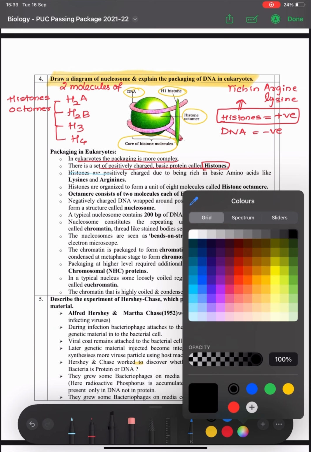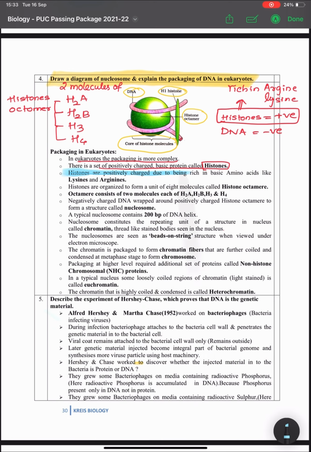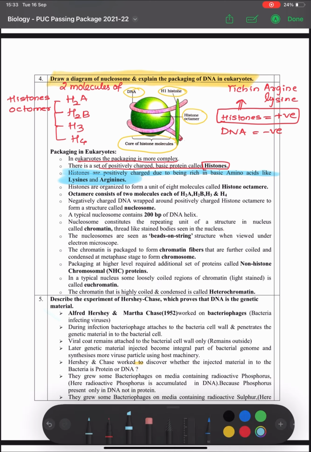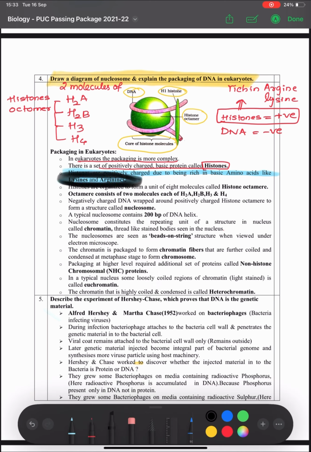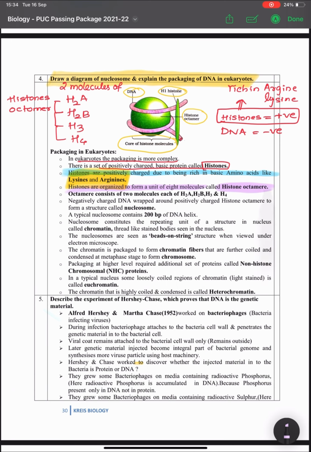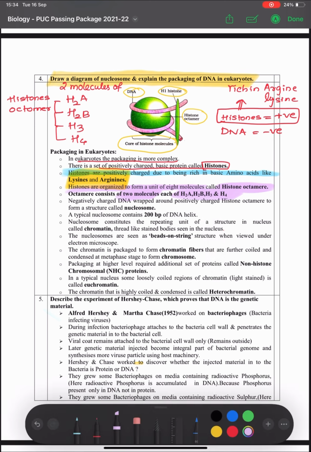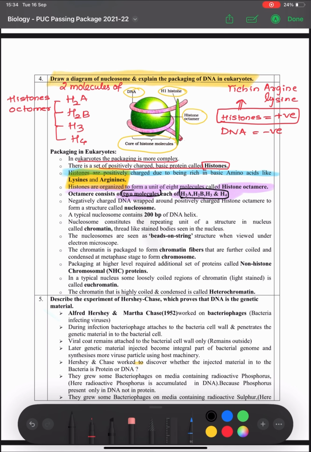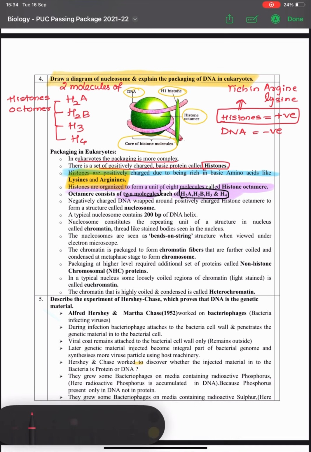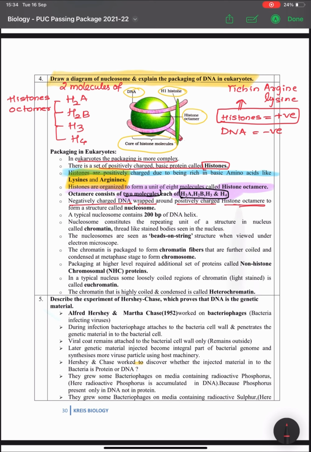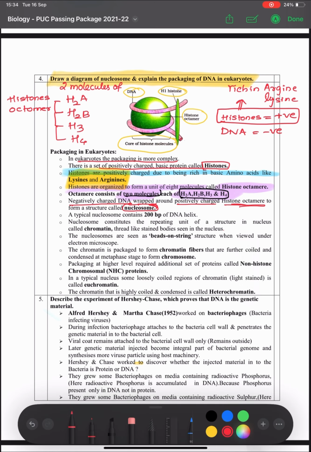Histones are positively charged and they are rich in basic amino acids like lysine and arginine. These histones are organized in a histone octamer, which consists of two molecules each of H2A, H2B, H3, H4, as I have already mentioned. DNA is negatively charged, whereas histone is positively charged. Together they make the nucleosome.